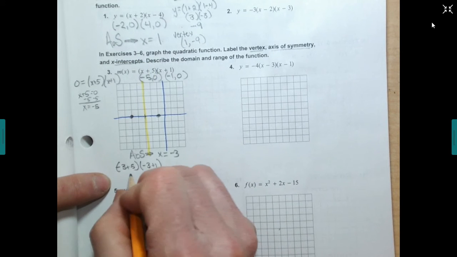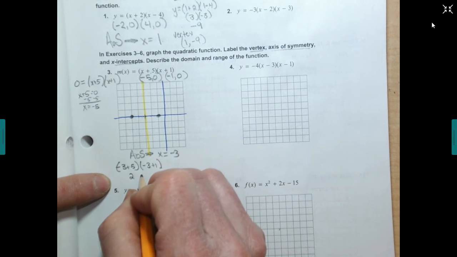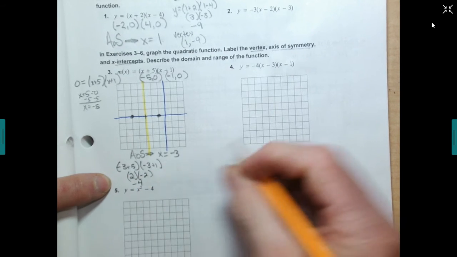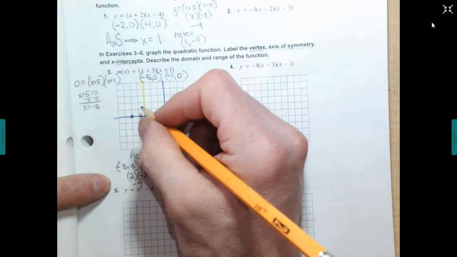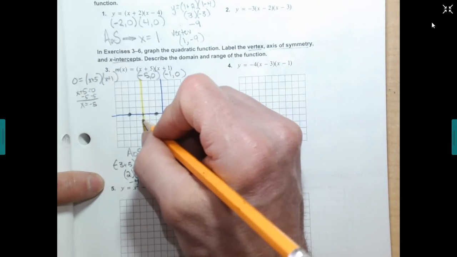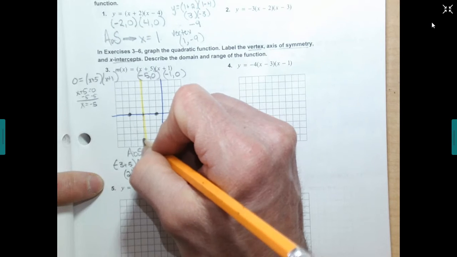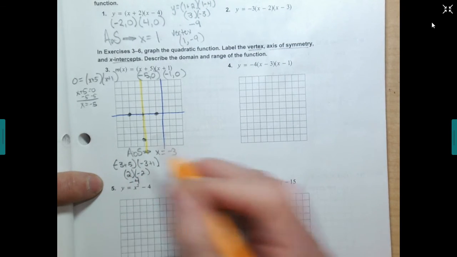So negative 3 plus 5 is 2. Negative 3 plus 1 is negative 2. So I have negative 4. So it's on this axis of symmetry. The vertex is on our axis of symmetry, and it's negative 4. So there is our vertex.